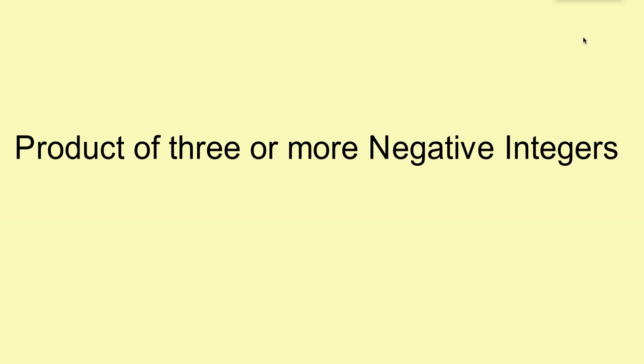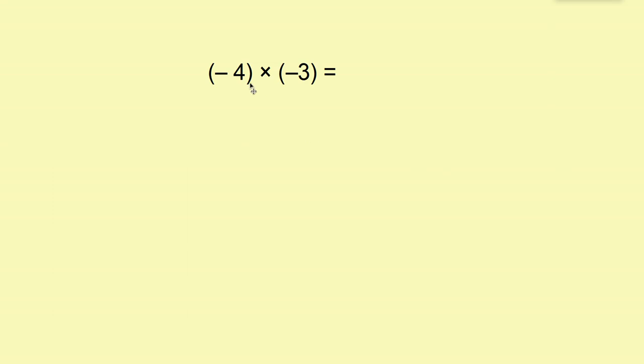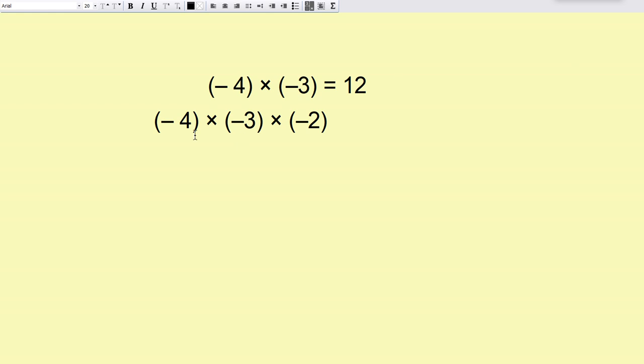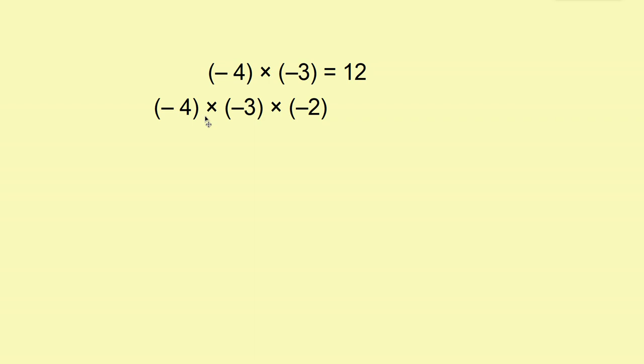Now let us see the product of three or more negative integers. What is negative 4 and negative 3? Same sign. So multiply and put a positive sign. So 4 into 3 is equal to 12. The answer is positive 12.